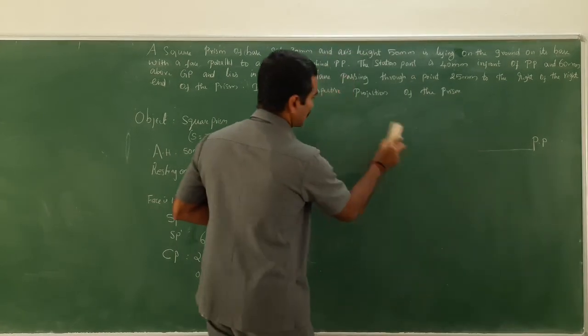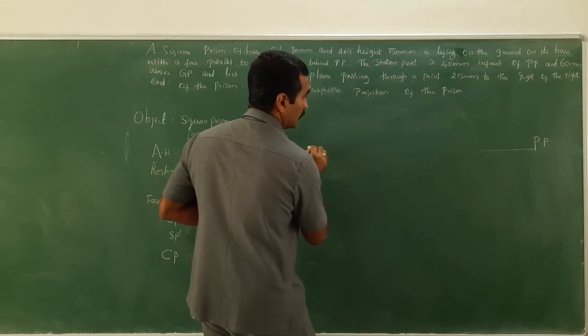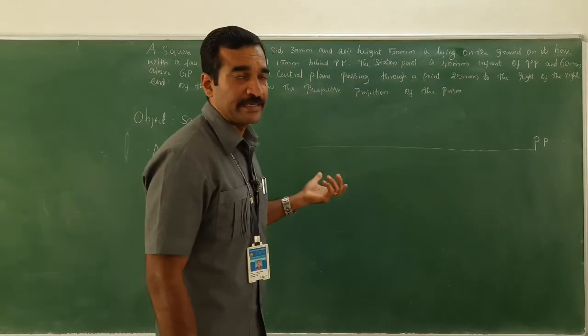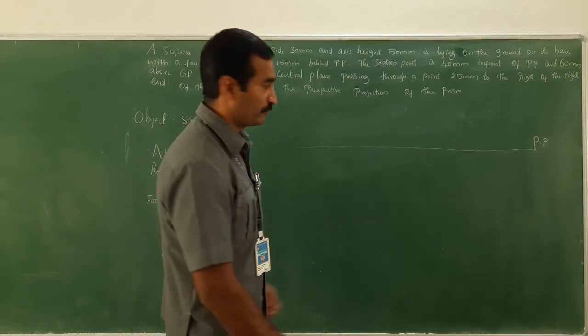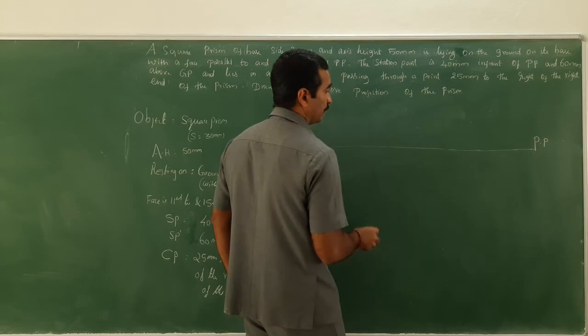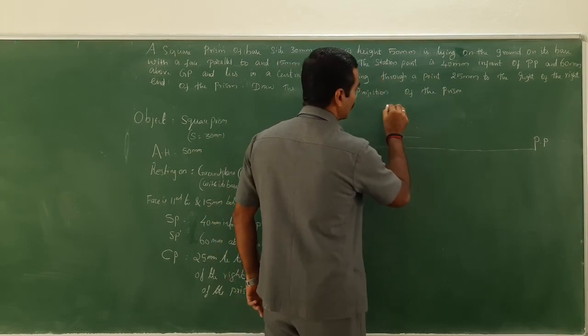Right. So as far as this question is concerned, the object is behind. How much behind? It is 15 mm. So from the PP, just take 15 mm. Now draw the square.